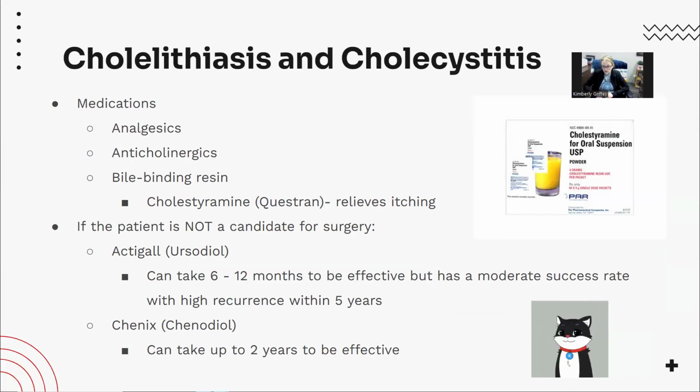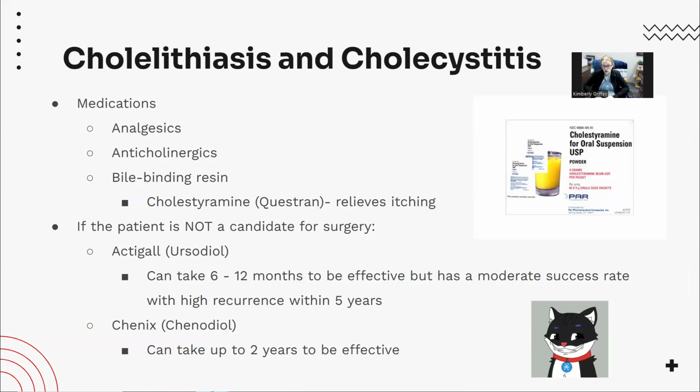Medications are going to be analgesics and anticholinergics. You're going to give a bile-binding resin, cholestyramine or Questran. This is going to be given to relieve itching. If the patient is not a candidate for surgery, they're going to get Actigal or Ursodiol. This can take anywhere from 6 to 12 months to be effective, but has a moderate success rate with a high reoccurrence within 5 years.